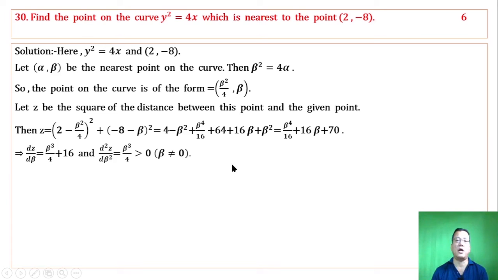dz by d beta, the derivative with respect to beta. Again, the second order derivative with respect to beta, which is always positive. Beta cannot be 0.